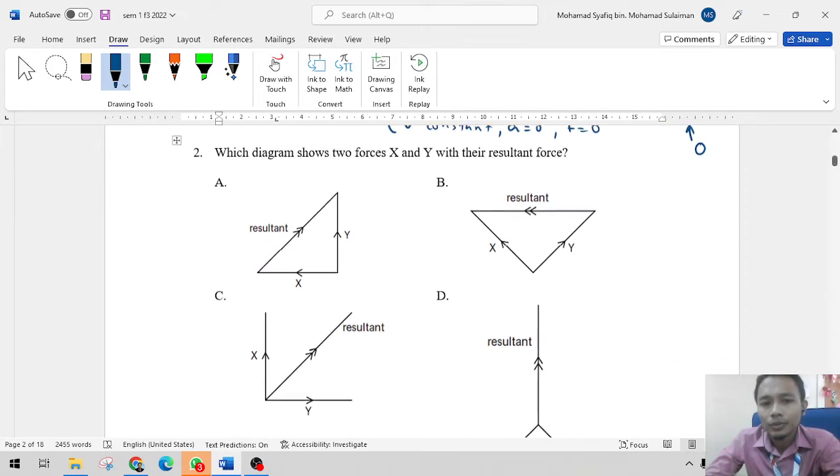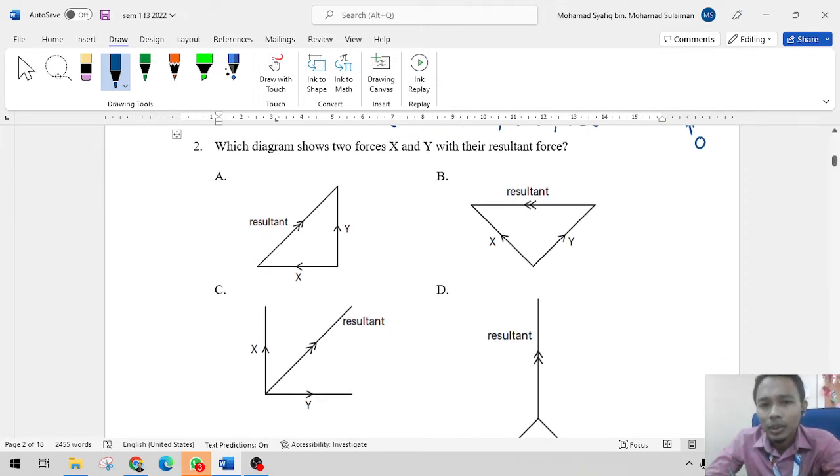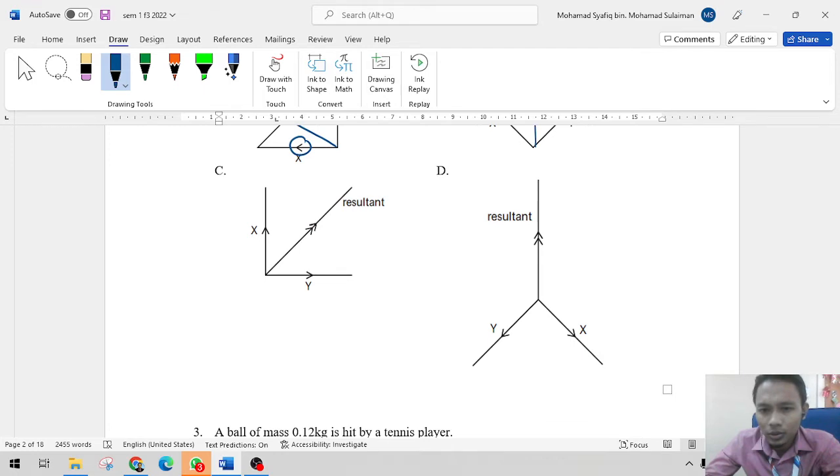Right, number 2. Which diagram shows forces X, Y with their resultant force? So in A, we have X to the left and Y going up forward. So the resultant should be like this. Here the resultant should be like this, and the resultant should be like this.